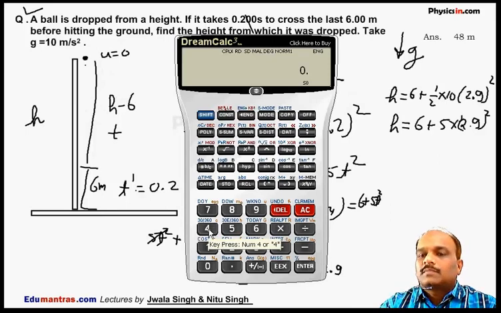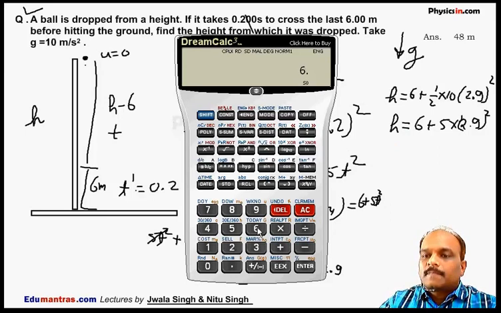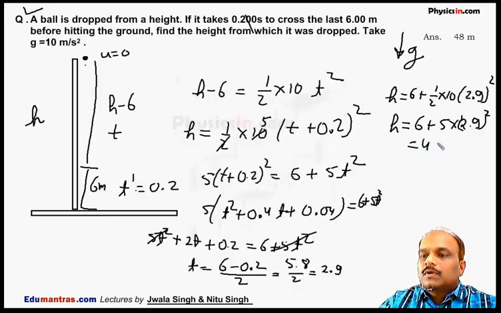Now I will add it using this calculator. It is 6 + 5 into 2.9 into 2.9, which is equal to 48. This is equal to 48 meter approximately. This is the height of the tower.